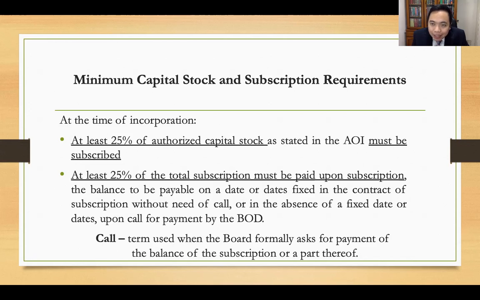Meaning to say that even if a particular stockholder did not pay at least 25% of his individual subscription, that subscription will still be compliant with the law, because the law requires only the total subscription upon incorporation. After incorporation, the 25-25 threshold requirement under Section 13 no longer applies. But that is under the old law. We will discuss this again when we reach the revised corporation code. Okay.